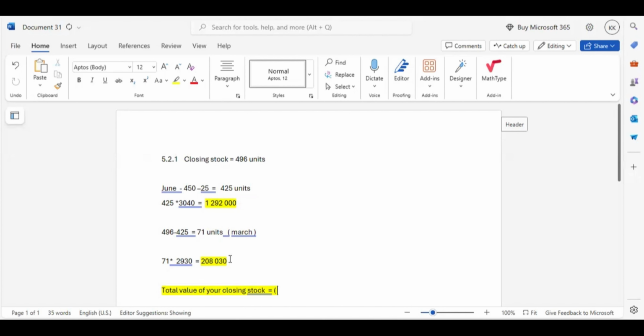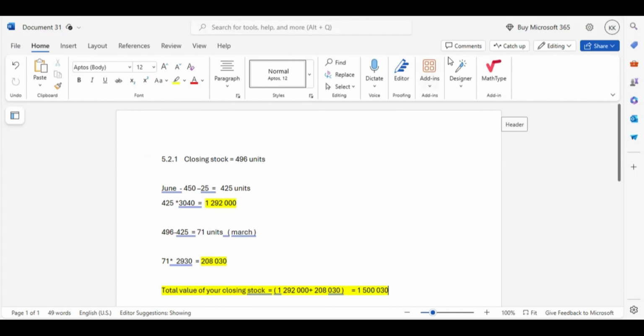It will be the addition of the two, 1,292,000 plus 208,080. Now, you would get a total value of your closing stock using the FIFO method. That's 1,500,080, right? 1,500,080. Now, this is the value of your trading stock at the end of the year, right?